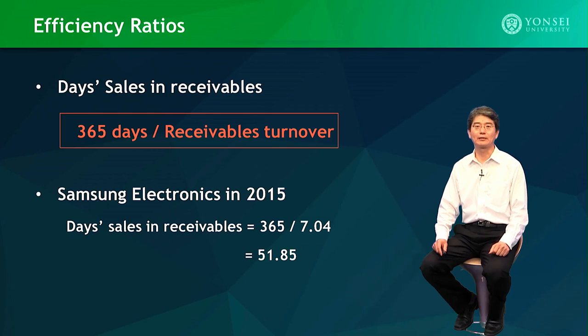This ratio makes more sense if we convert it to days. The days sales in receivables is defined as 365 divided by receivable turnover, and it is 51.85 days in sales. Therefore, on average, Samsung collects on its credit sales in 52 days. This ratio is also called the average collection period. We could also say that Samsung has about 52 days worth of sales currently uncollected.